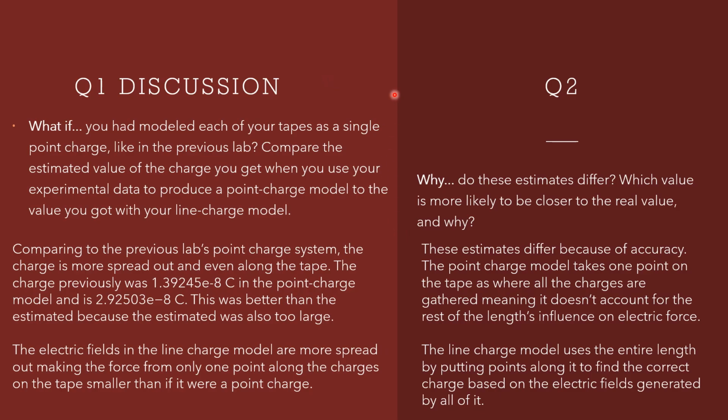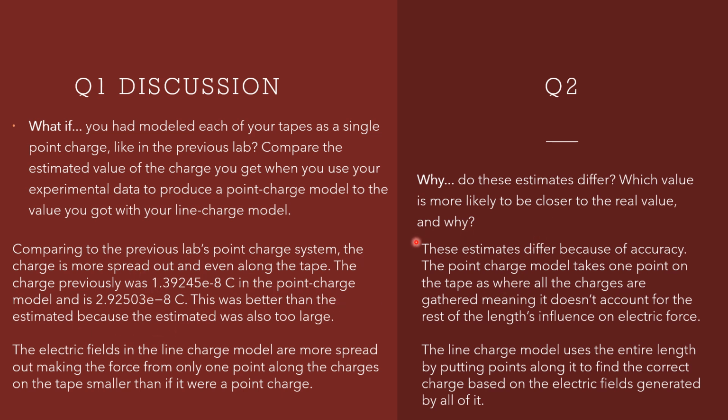So these are the discussion questions. First question: what if it was modeled like Lab 1 as point charges instead of line charges? The Q from Lab 1 is 1.39245 times 10 to the negative 8 coulombs, which does not work for this new line charge model because this line charge model goes along the whole length of the tape instead of a point charge. So the estimated value, or in this case experimental, is much larger in the line charge than in the point charge.